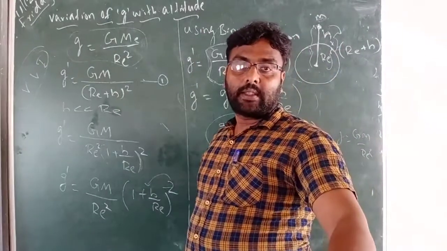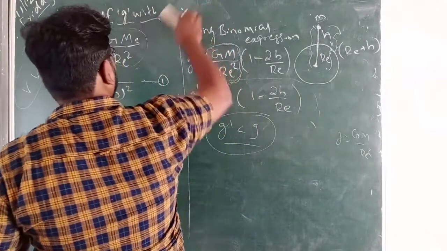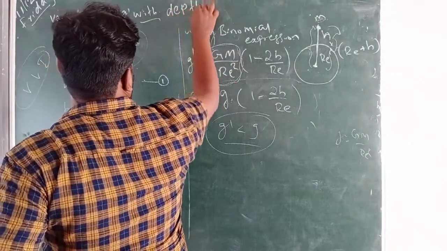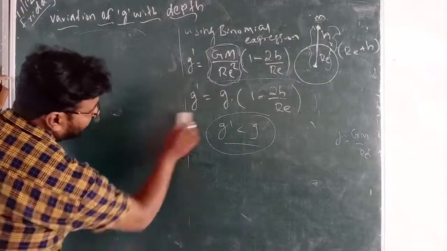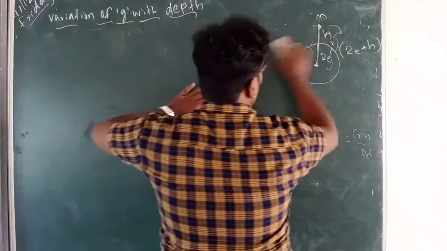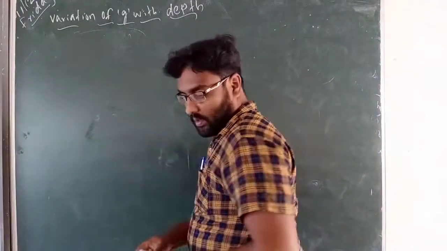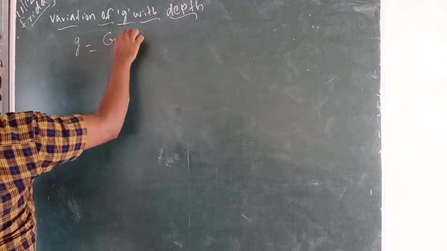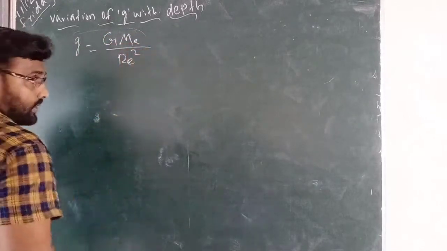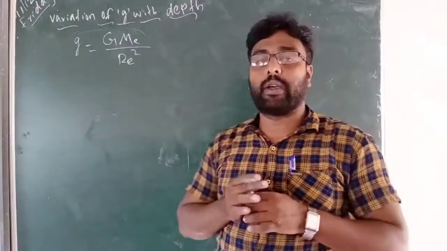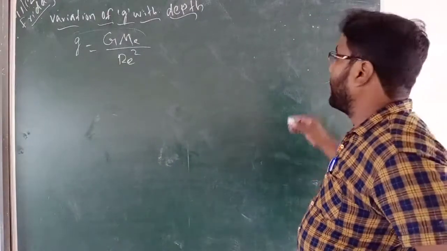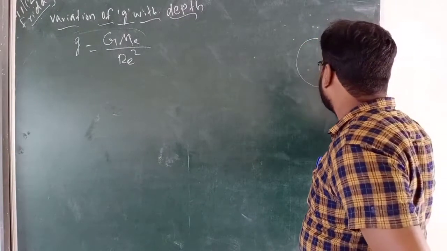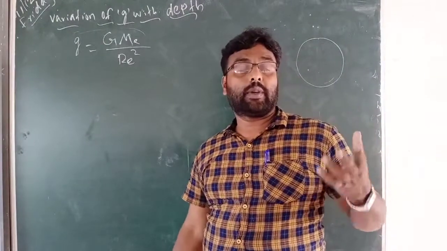So variation of g with depth, let us see here. Here also we know the same general expression, g is equal to GM_e by R_e square. This is also one of the very, very important 5-mark questions. Now you see how to find this. You can consider a mining, okay. You know, in Neyveli and all, coal mining is happening. So you can consider a mining.